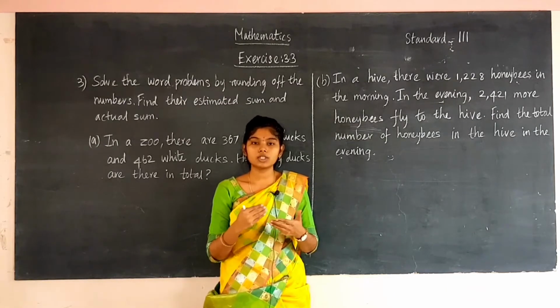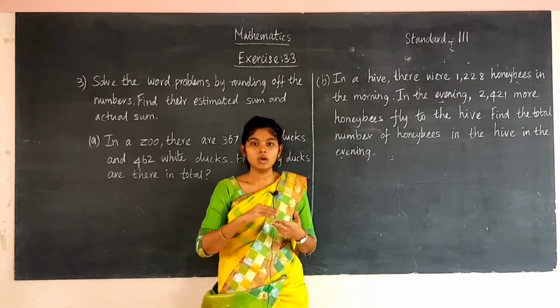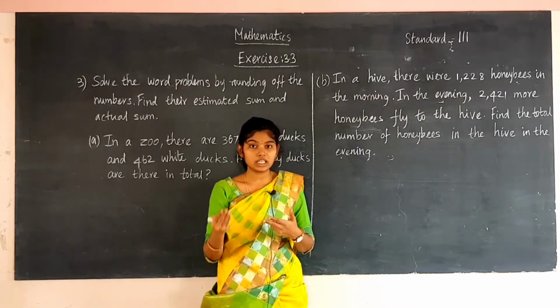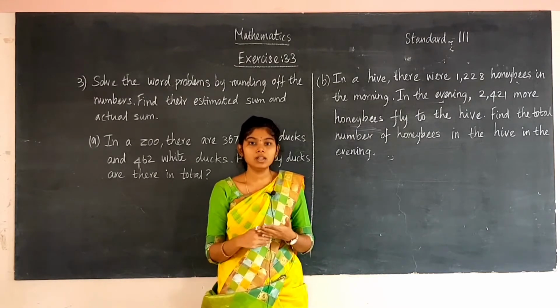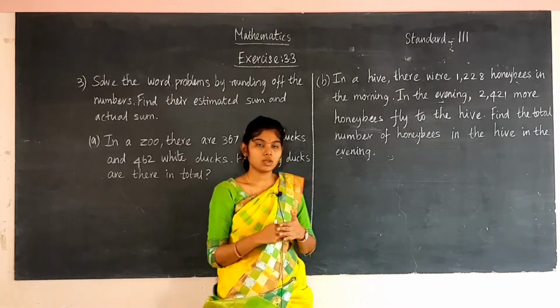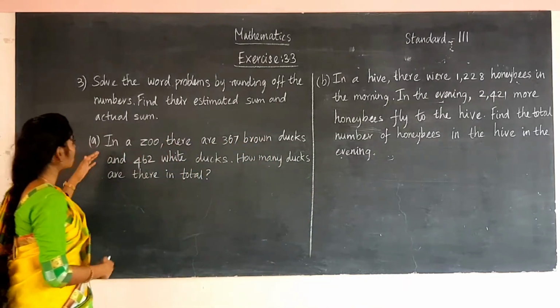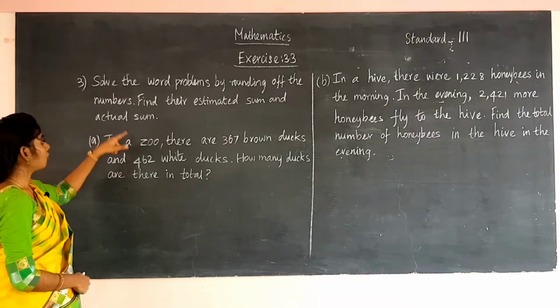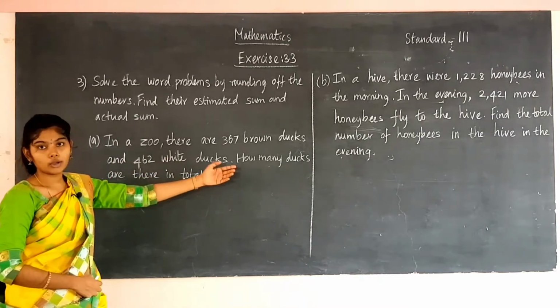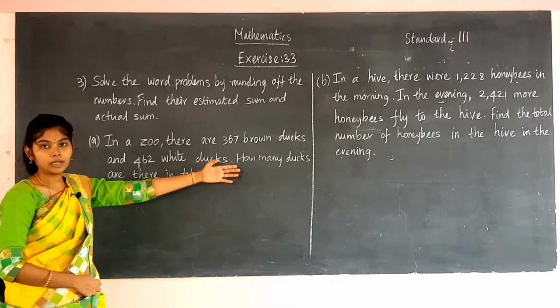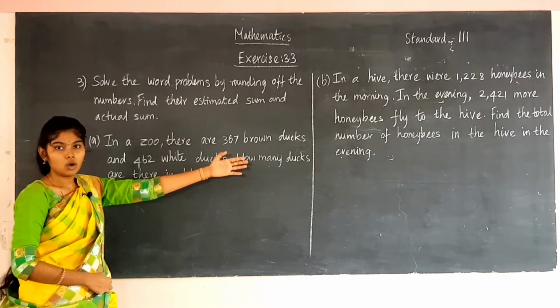The numbers that are given, we have to first round off to the nearest tens, and then we will add those two numbers. So the first sum is given here. It is a word problem. The first one I will do, and the second sum you are going to do as your homework. I will explain how to do it, and then you do that as your homework sum.